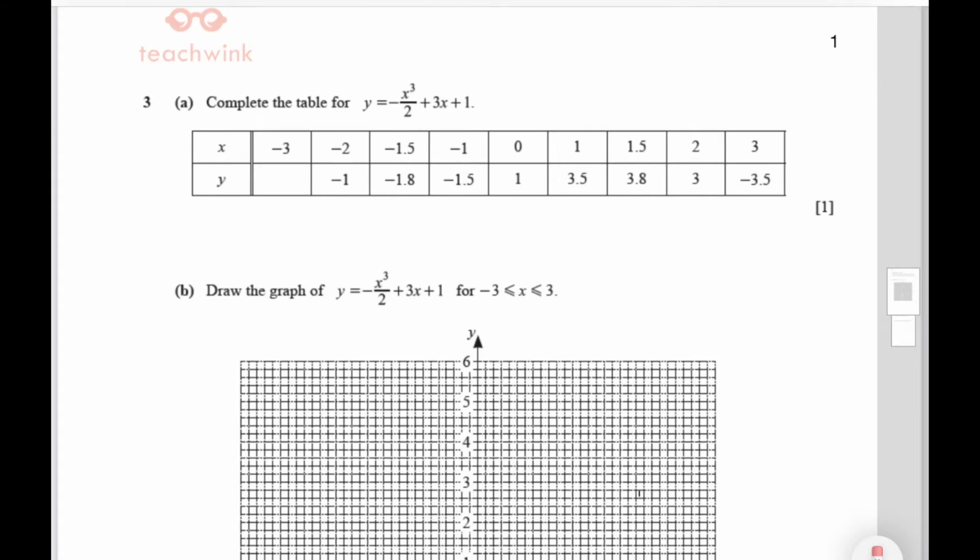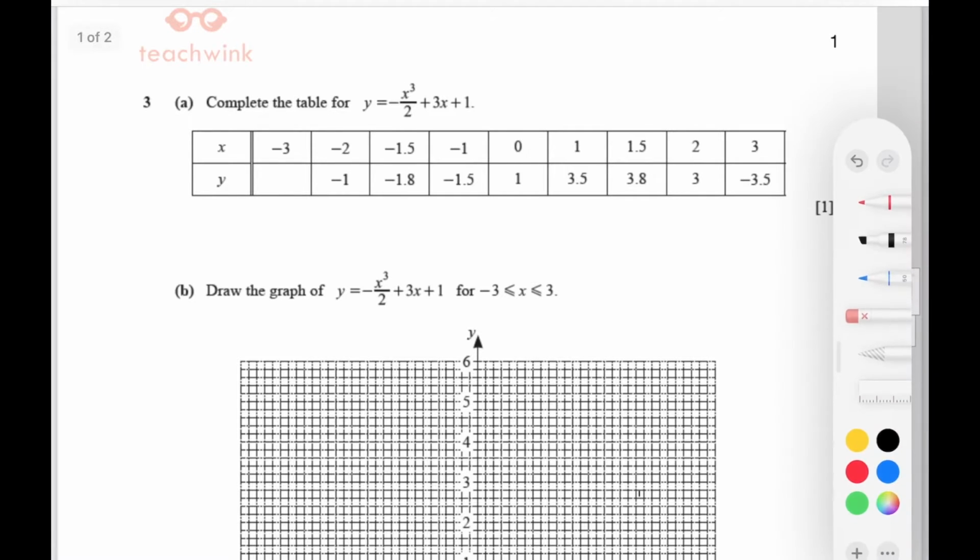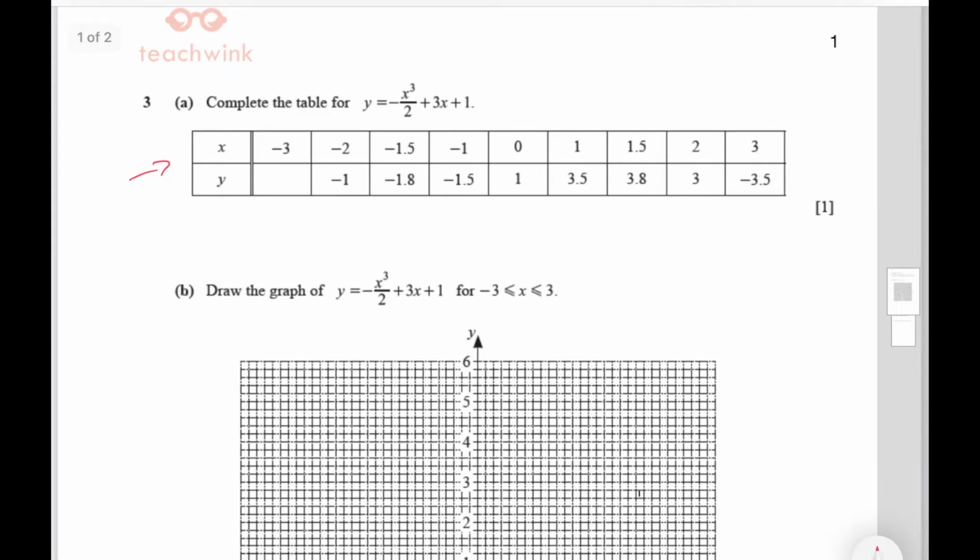So let's start. The question says complete the table for y equals negative x cubed over 2 plus 3x plus 1. They've given us this table right here. Let's find out the value for this over here. So let's plug in negative 3 into this equation. Let's see what we get. Negative 3 cubed is of course negative 27. Negative 27 times negative is positive 27. So it's 27 over 2. And negative 3 times 3 is going to be negative 9 plus 1. So the value that we get in the first box is 5.5.